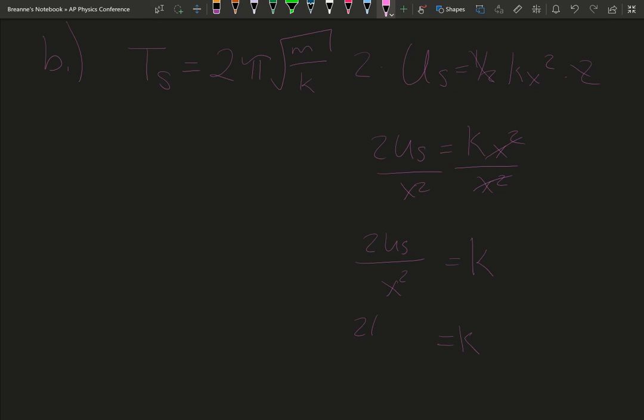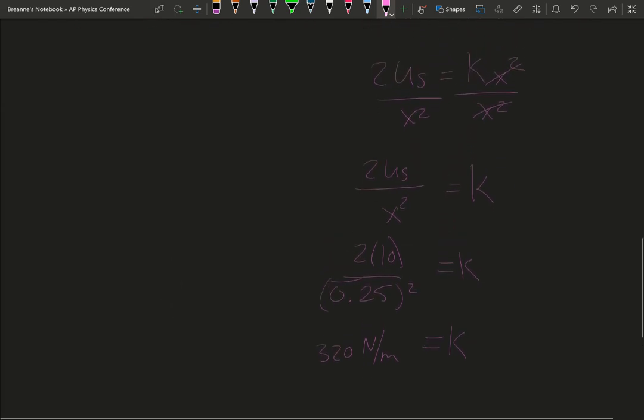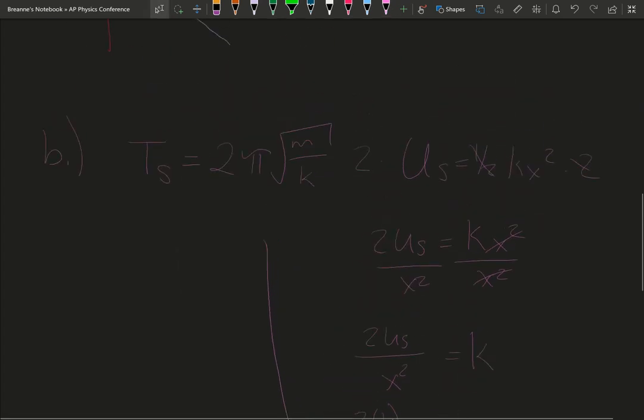If we look at our graph, it says when it's max, it's 10, and it told us that it goes to 0.25. That's what the paragraph at the very beginning says, and that needs to be squared. So we're just going to plug that into our handy dandy calculator, and it gives us about 320. It would be newtons per meter. That's just the units. And then we're going to take this and plug it in up here.